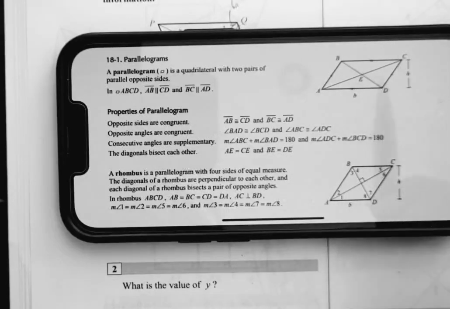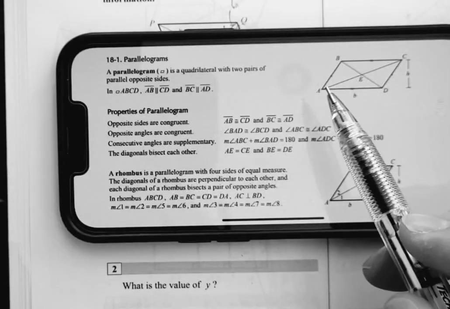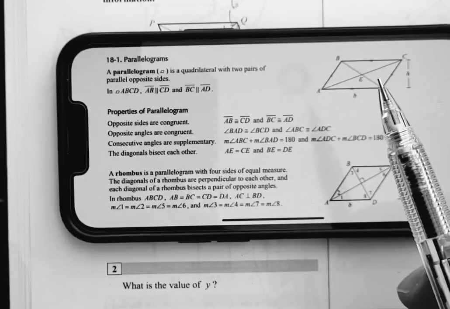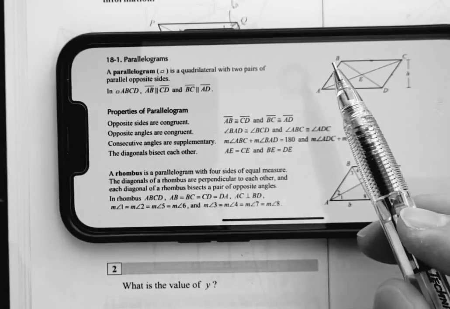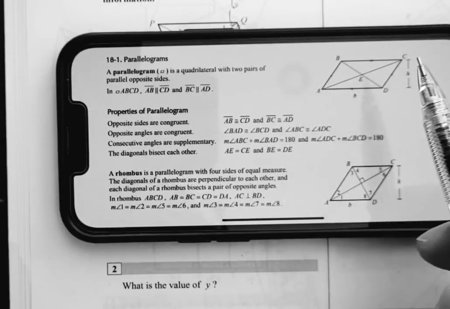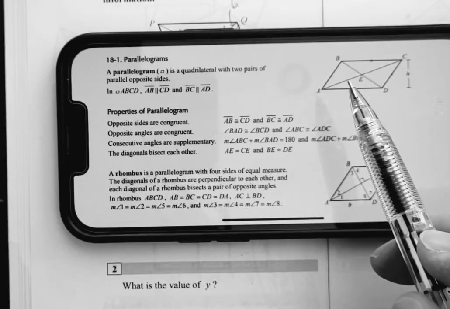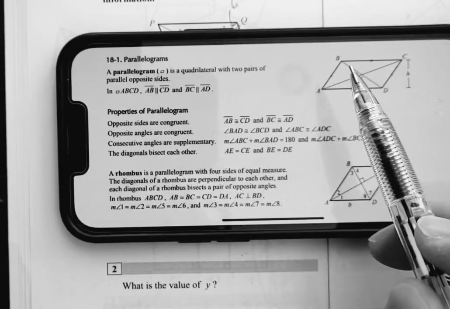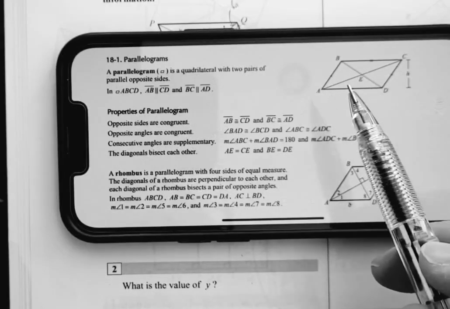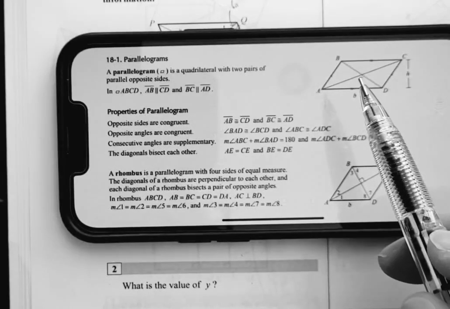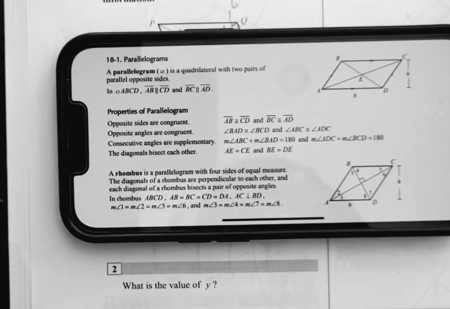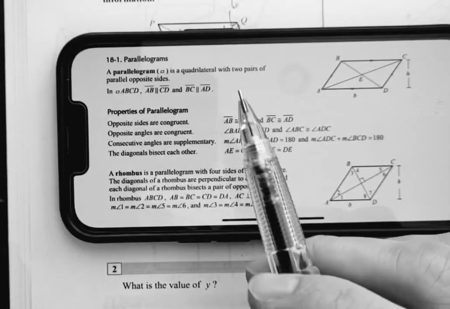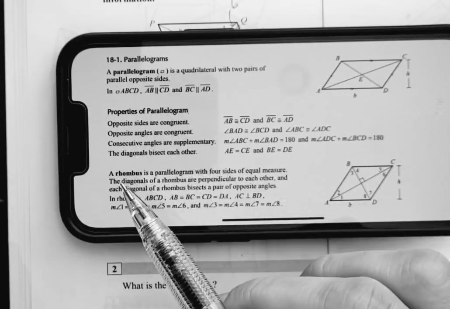Okay? So angle B and angle A over here are supplementary. All right? And finally, the diagonals bisect each other. So this half of this diagonal is equal to this half of the diagonal, and this half is equal to this half. Again, doesn't mean that BE is equal to AE. Not necessarily true.